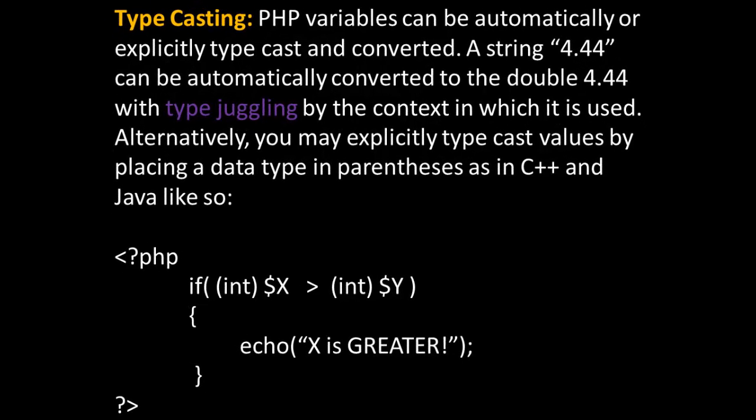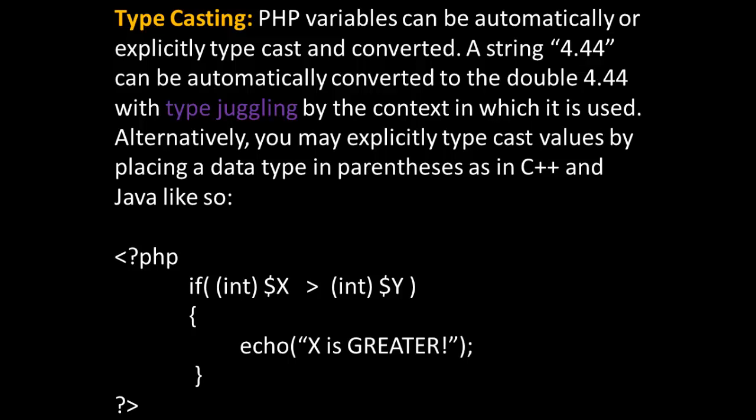Like C++ and Java, PHP supports typecasting. PHP variables can be automatically or explicitly typecast and converted. A string, 4.44 in characters, can be automatically converted to the double 4.44, with type juggling by the context in which it is used in code. Alternatively, you may explicitly typecast values by placing a data type in parentheses, as you would in C++ and Java.